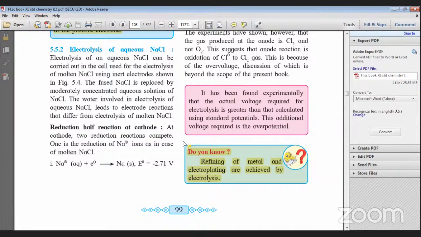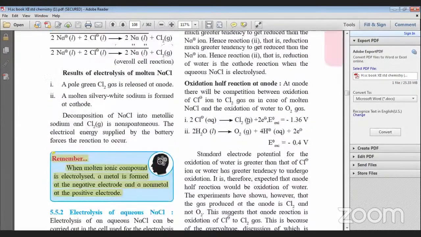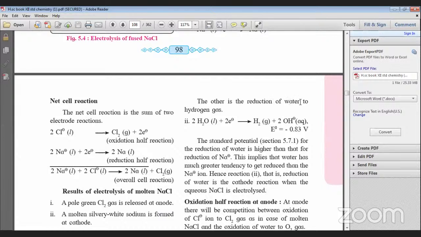Two reduction reactions compete. One is the reaction of Na+. So here we will see two reduction reactions. Earlier we saw only one, that is Na ion accepting an electron forming Na. But here we will see two reactions. One is Na+ accepting an electron to form solid Na, with an electrode potential of minus 2.71 volt. So at this potential, you can see sodium ions are getting converted into sodium solid by accepting an electron. Whereas the other reduction is of water, because water is also present.